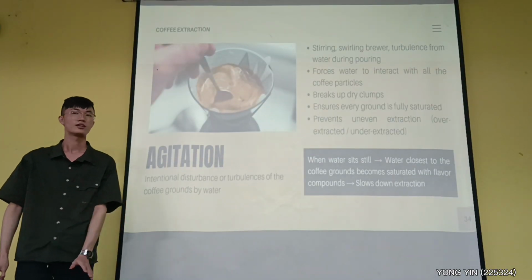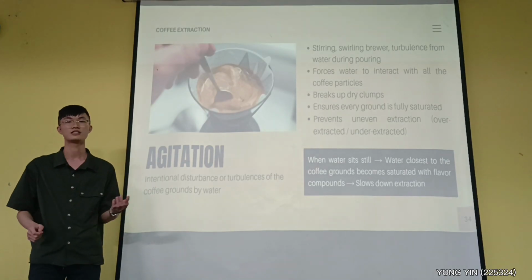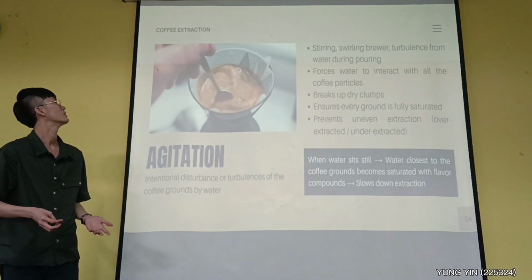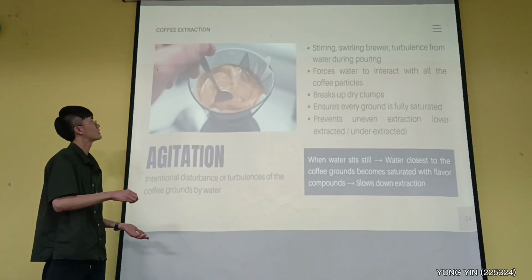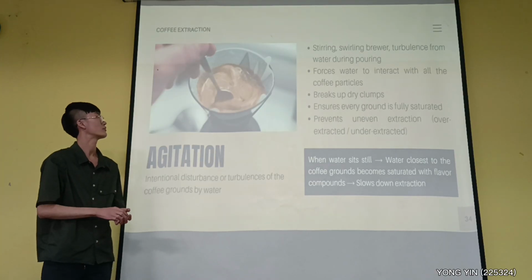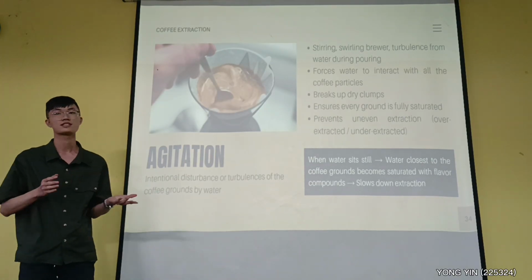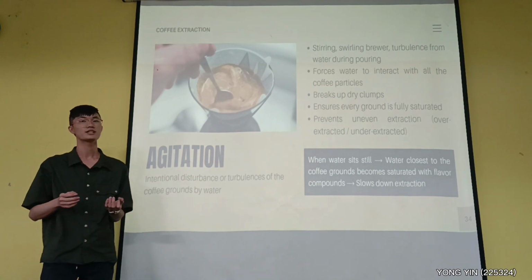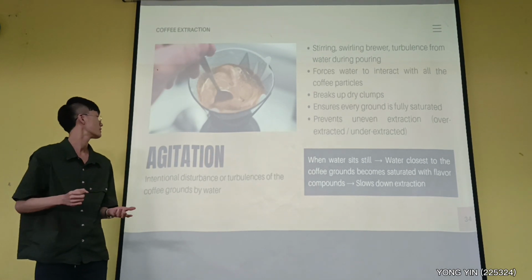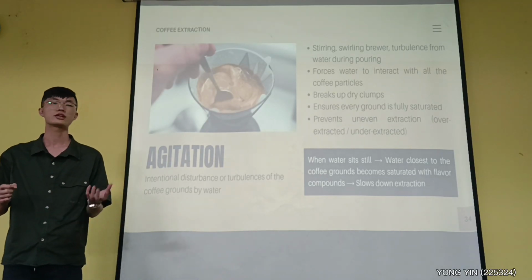And lastly, we're moving to agitation. Agitation refers to the physical disturbance of the coffee grounds by the water. When you pour water, the water starts to interact with the coffee particles. Some examples of agitation are stirring the brew, and also turbulence from the water during pouring. This agitation is very important as it will break up dry clumps.